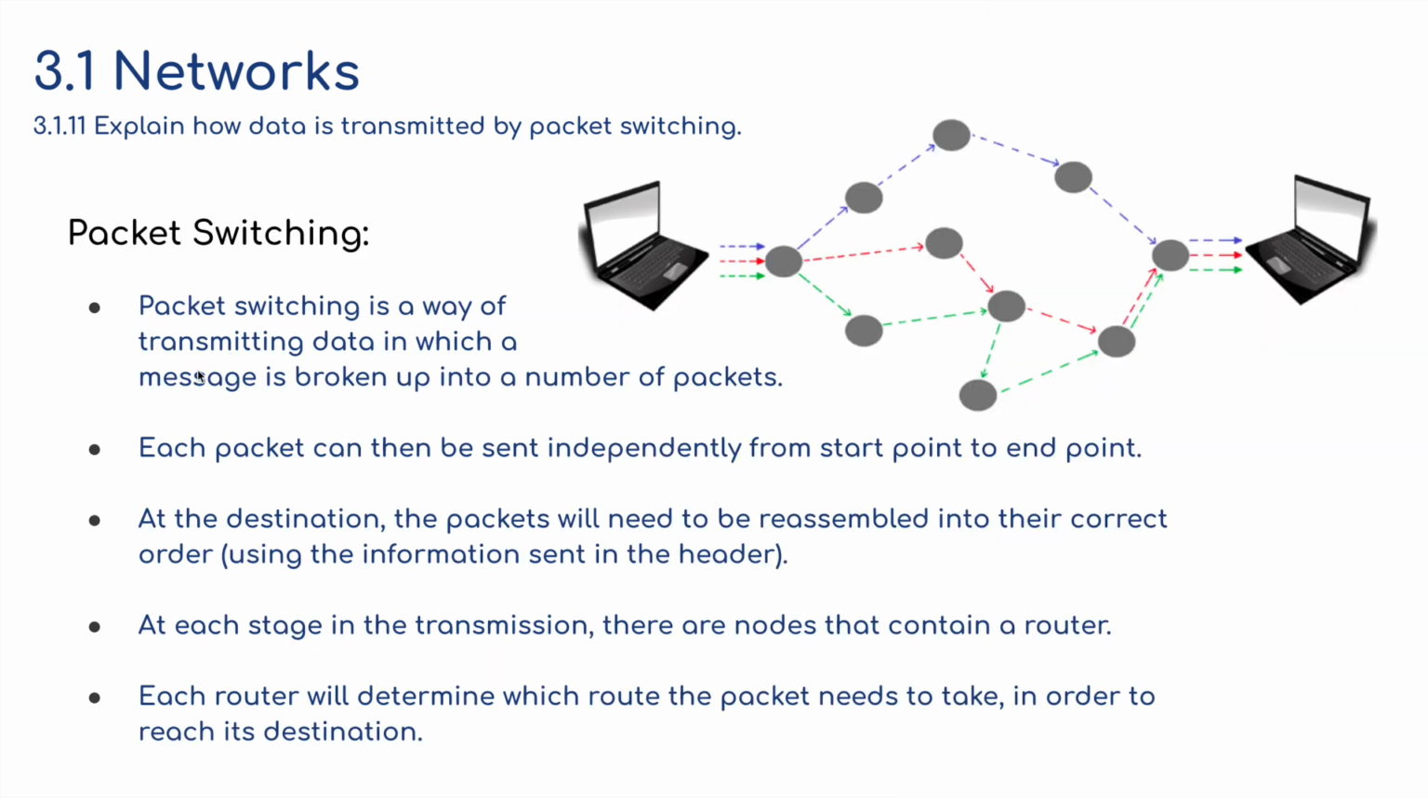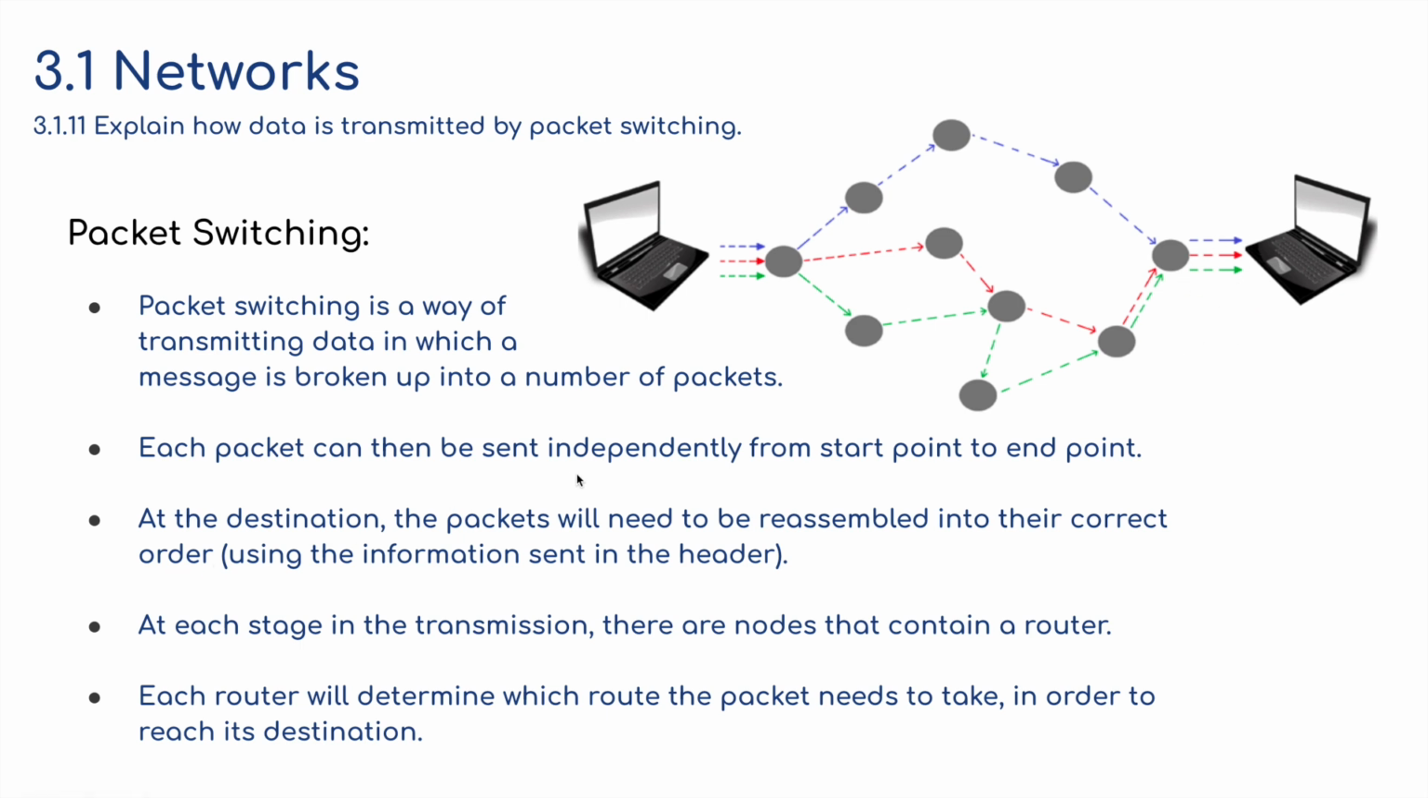Packet switching, what is it? Packet switching is a way of transmitting data in which a message is broken up into a number of packets. So a message from this computer we've broken up into many different parts, and then it goes from node to node across the network until it gets reassembled at the other end.